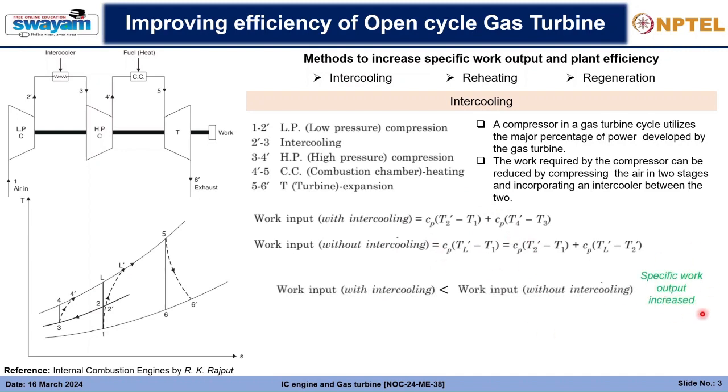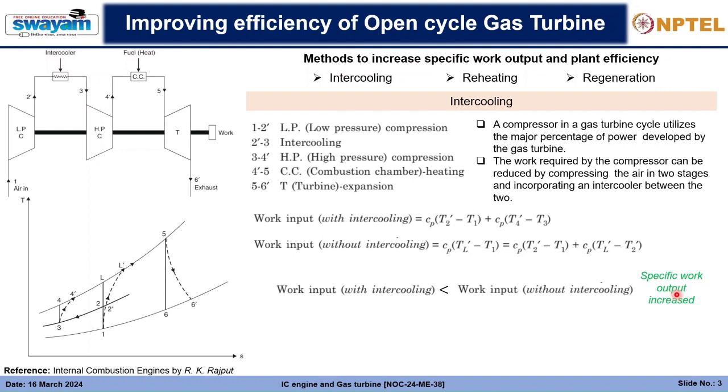So the specific work output will be increased, because the specific work output is the work of the turbine minus the work required in compression. Since the work required in compression is decreased in case of intercooling, the specific work output will be increased. That part we now know.